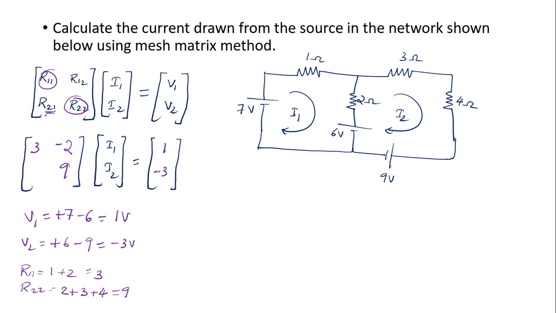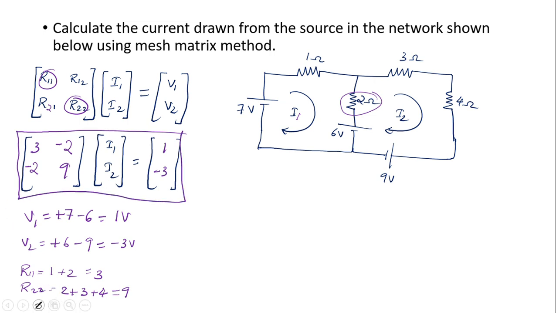Similarly, you look at R21. R21 again means the resistors that are common to mesh 2 as well as mesh 1. So here you can see the resistor common to mesh 2 and mesh 1 is again only the 2 ohm. So again I will write a 2, and since it is an off diagonal element, I will give it a negative sign. And now we can simply solve this particular equation using Cramer's rule.